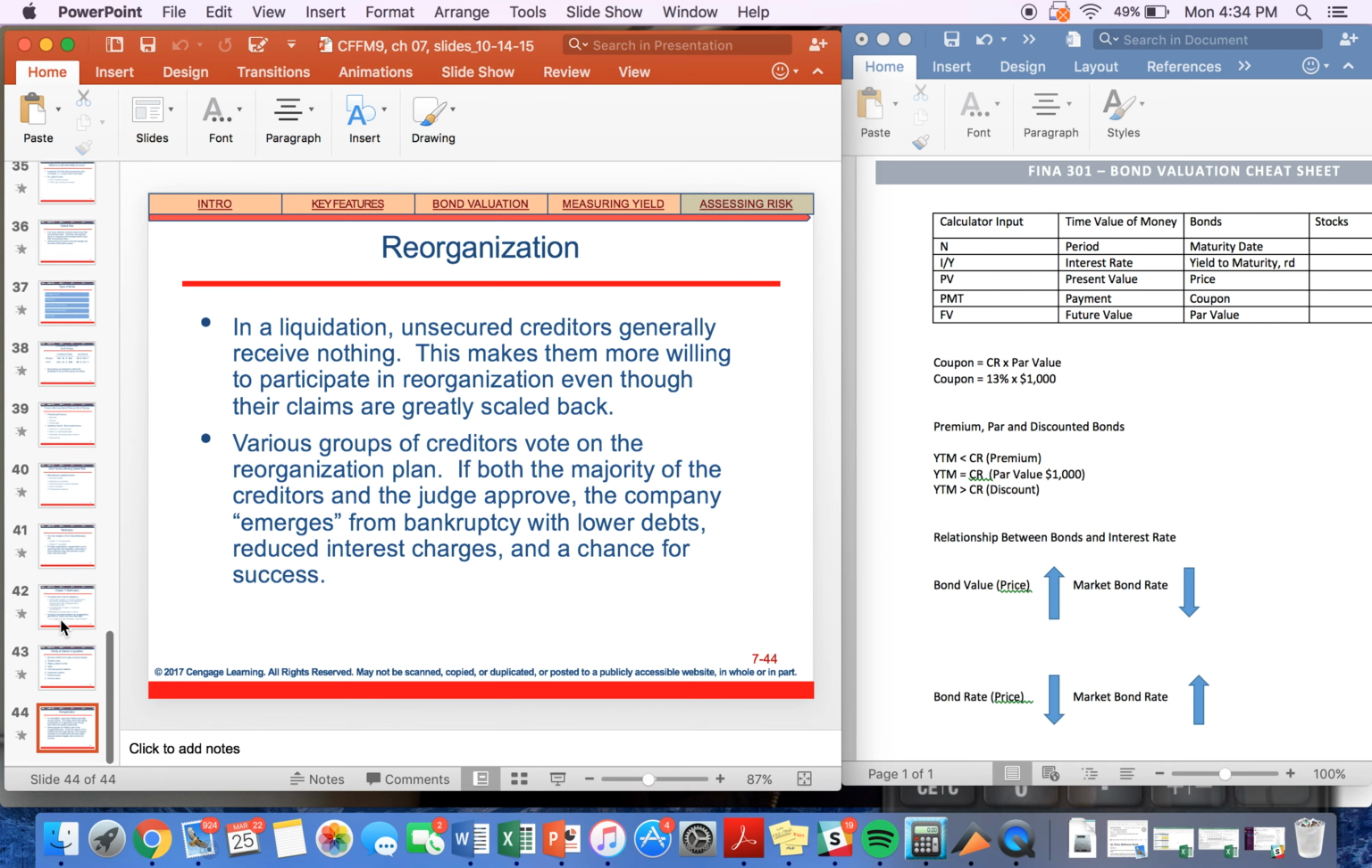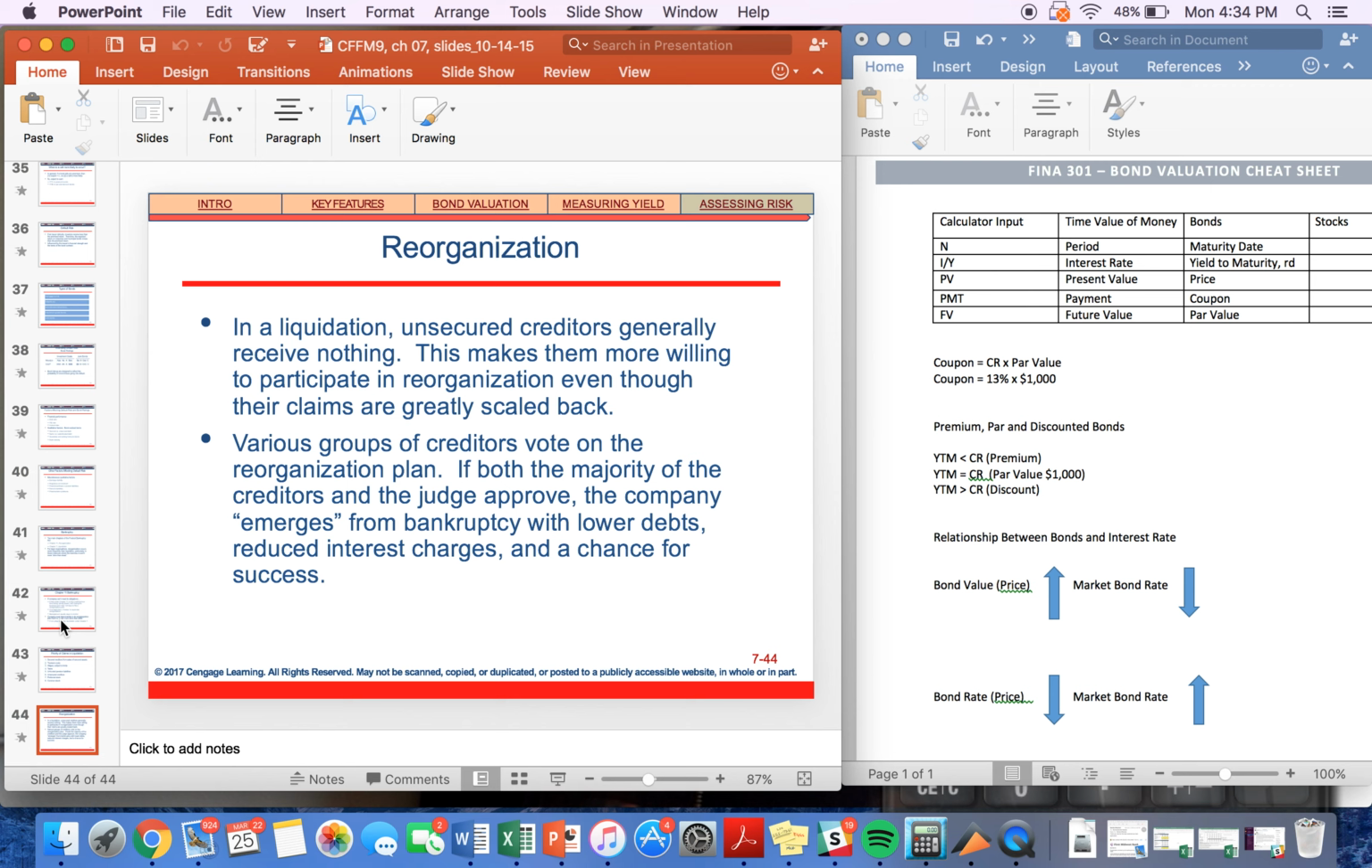So reorganization, in a liquidation, unsecured creditors receive nothing, so that's you as a bondholder, you generally receive nothing in a liquidation. And this makes those bondholders much more willing to participate in a reorganization, even if their claims are greatly scaled back. Even if you get some money back, the bondholders and the stockholders on the back of that liquidation stack, they are going to do anything they can to reorganize the company because they're going to try to redeem any amount of their investment.